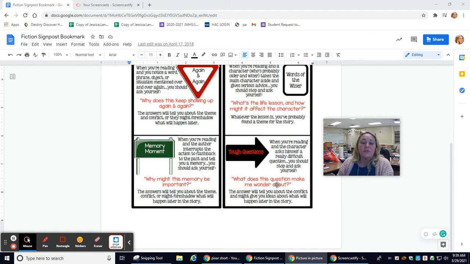So if the character asks, what am I doing here? Am I good enough? That question that they ask is made to make you wonder. So what does this question make me wonder about? So when Harry says, is it important that I'm the chosen one? Is it important? And so it makes me wonder, is it important that he has that title, or is that all in his own mind? He also asks another question, is this all happening in my head, or is this real?